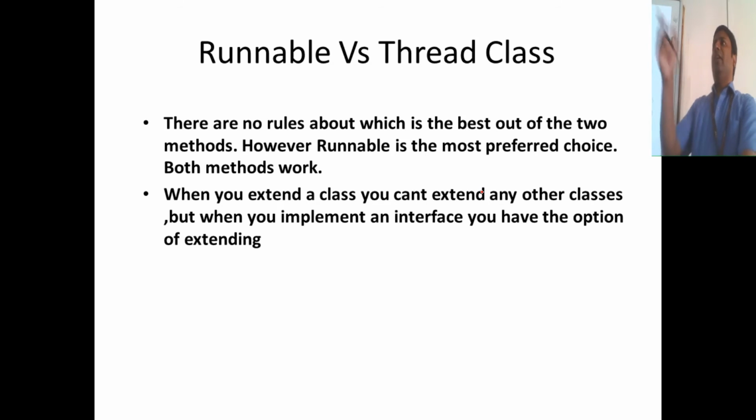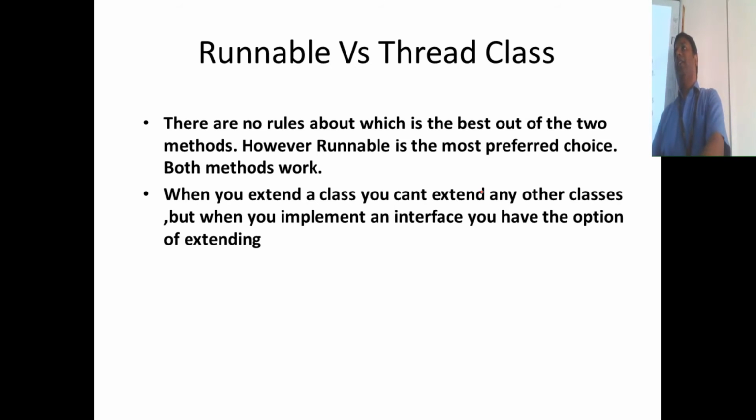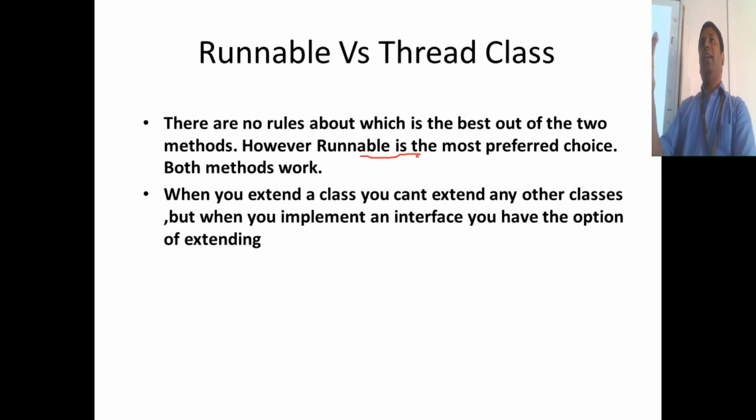So which method should I follow? Should I extend the thread class, the first method, or should I pass the runnable object as the parameterized constructor? Which one is most preferable? They say runnable. Implementing runnable and passing it as a constructor is the most preferred way of running something parallelly.